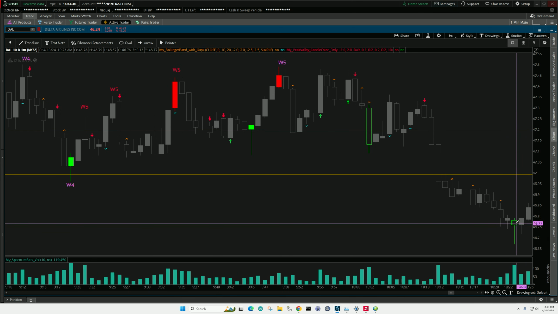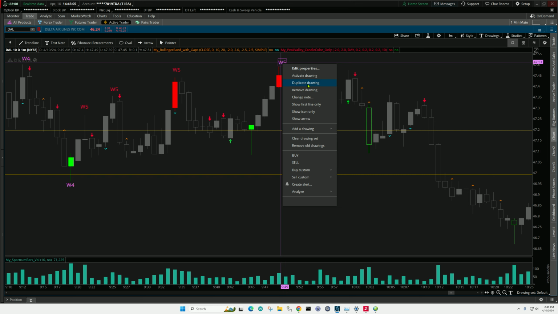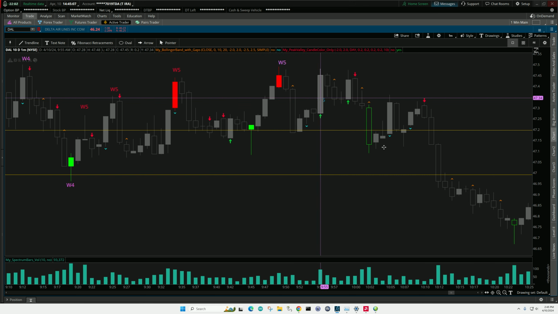So let's check this one. This green hammer closes at 47.76. This gray candle opens at 47.79. So that's 3 cents higher. So this wave 5 ends here on this green candle right here.